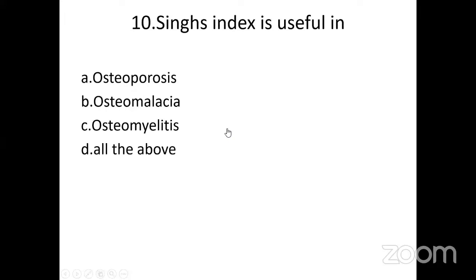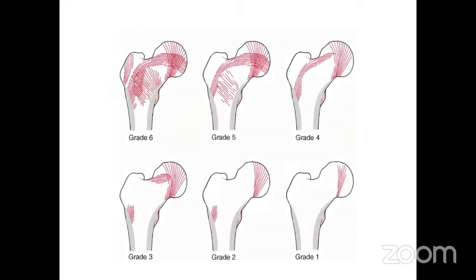Then Singh's index is useful in, so that is actually a very important screening tool for the diagnosis of again osteoporosis. It was actually named after Dr. Manmohan Singh, an orthopedician, and he only actually described the 6 grades. Normally, when you grade any disease or anything, you start from 1 to 6 like that. But here it is graded from 6 to 1. That means actually 6 is normal here.